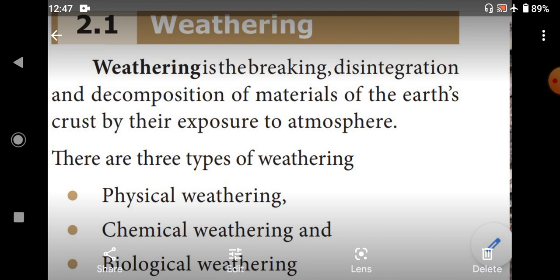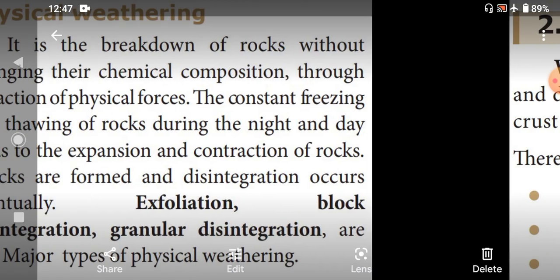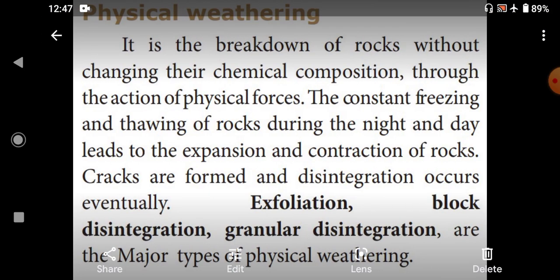There are three types of weathering. What are the three types of weathering? Very good. Physical weathering, chemical weathering, and biological weathering. These three types, one by one, we are going to learn now. The first type is physical weathering.